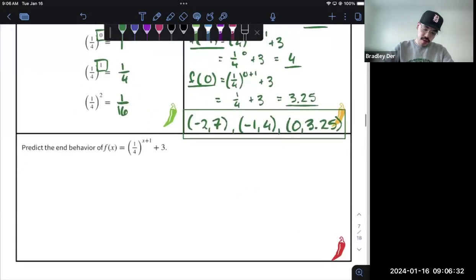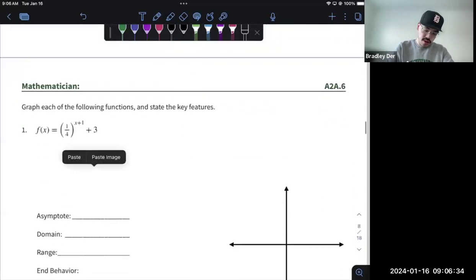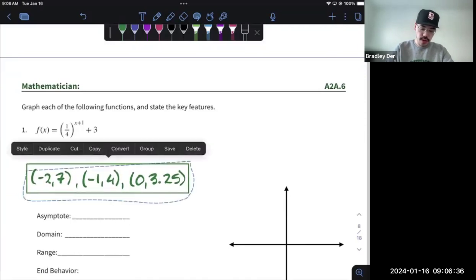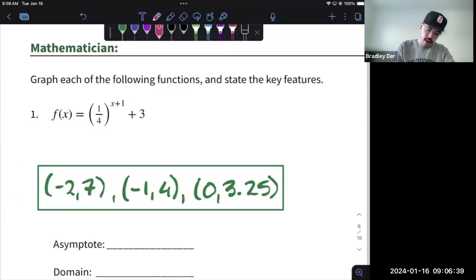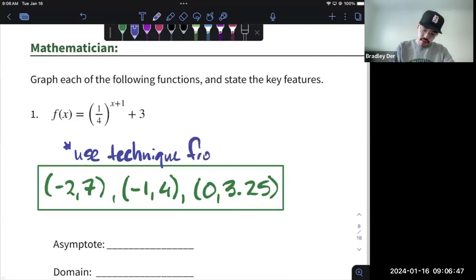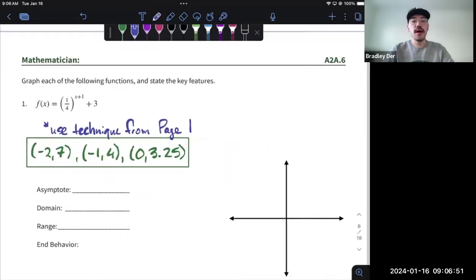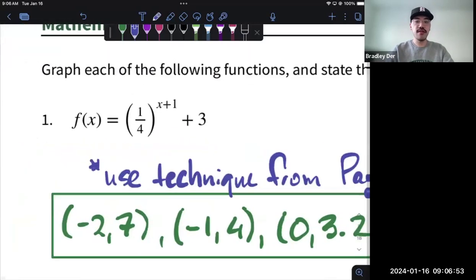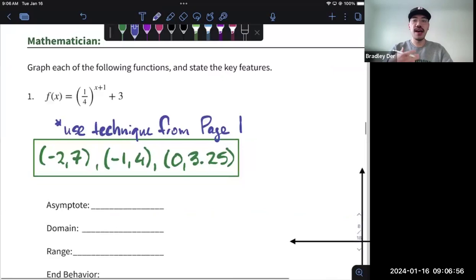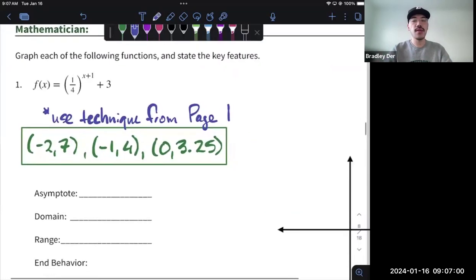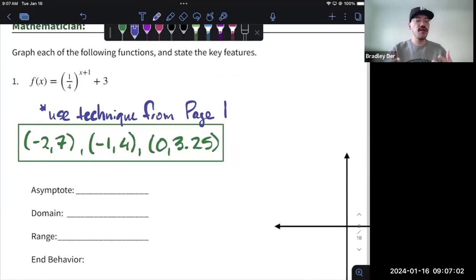And I'm going to bring those down to the top of page 2, where you'll notice we're actually going to graph that function that we were just working with. So I'll even add a note here. Use technique from page 1. If you were doing this fresh, you'd be looking at this function. You'd be saying, okay, what are some x values that are going to help me find some points? You'd be getting some points, and then we're going to plot them along with some other key features to make our graph.